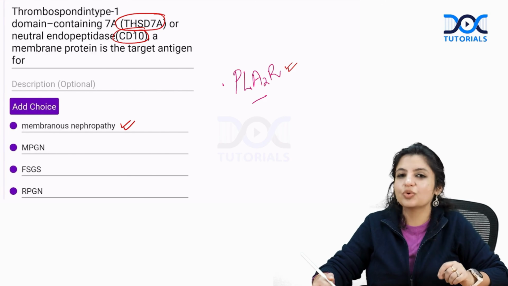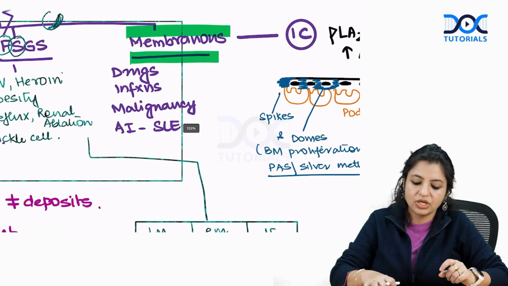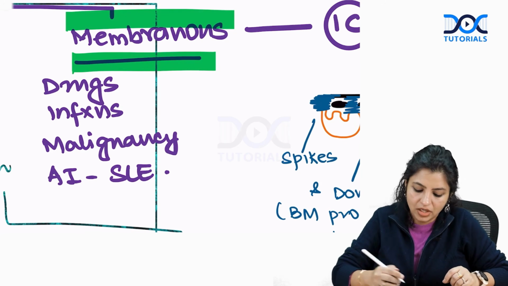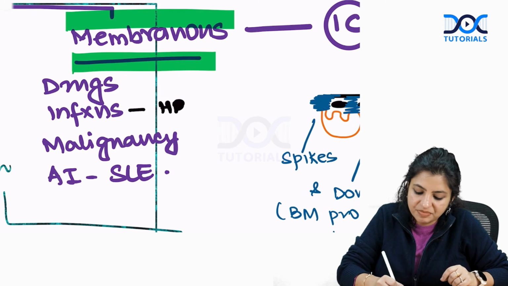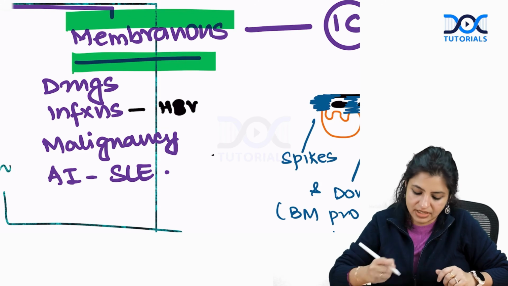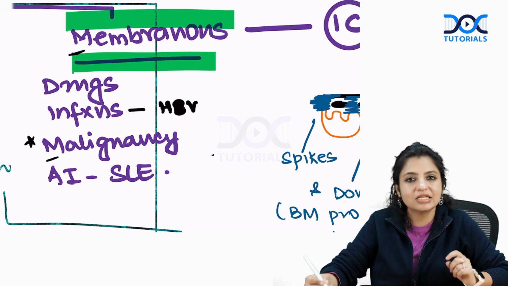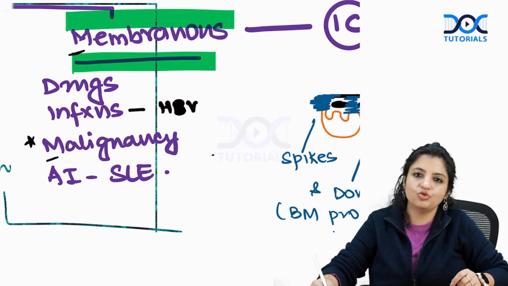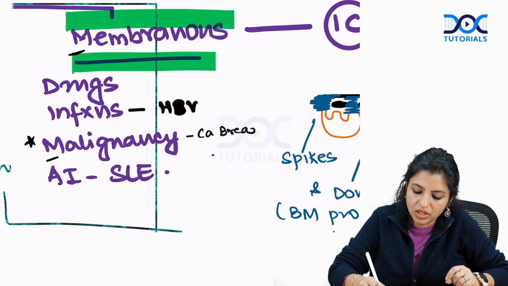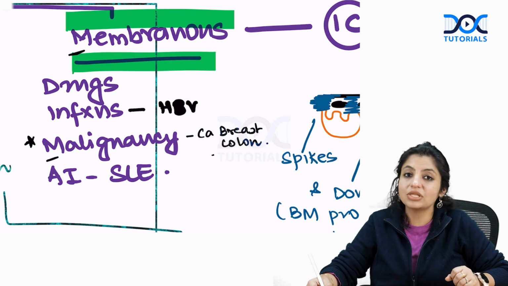Now the next question is, what are the conditions which can be associated with membranous nephropathy? Conditions that can be associated with membranous could be either drugs like penicillamine, gold, or infections, especially hepatitis B infections, schistosomiasis, malignancy. Now this is very, very important. Remember M for M. Membranous nephropathy is the most common nephropathy to be associated with malignancies. It can be CA breast, it can be CA colon. So these are the commonest nephropathy to be associated with cancers.